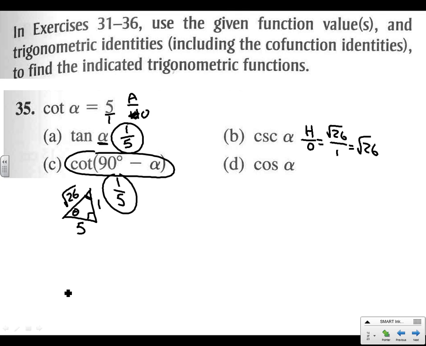They match up. And then cosine is going to be adjacent over hypotenuse. Can't leave it like that. So let's multiply top and bottom. We'll get 5 root 26 over 26.